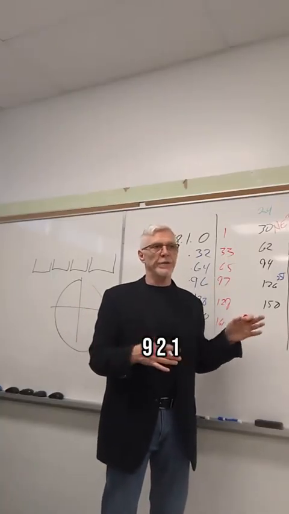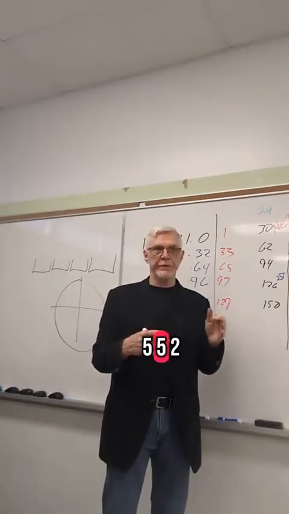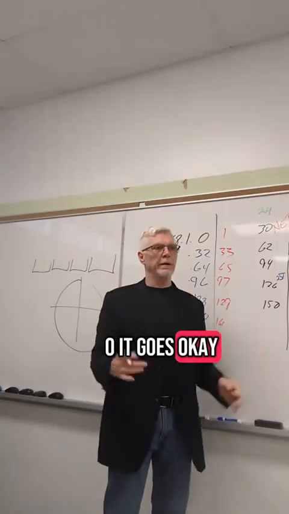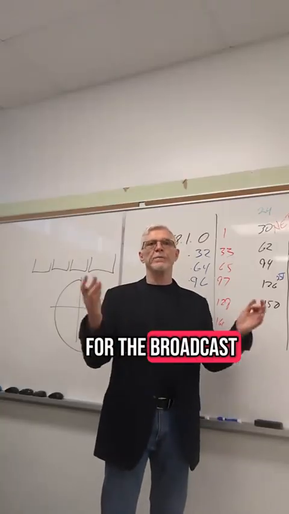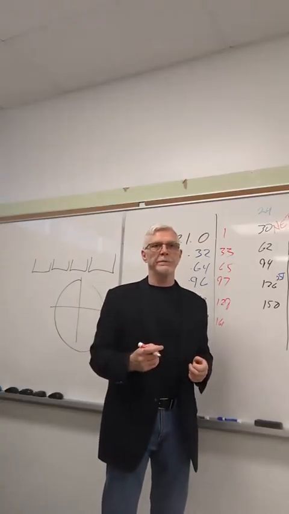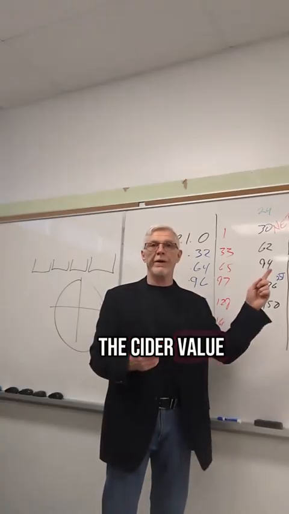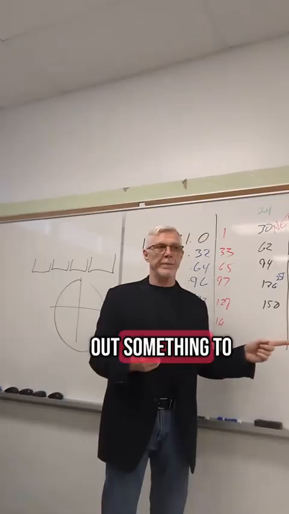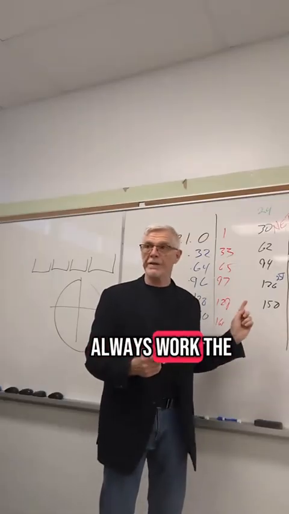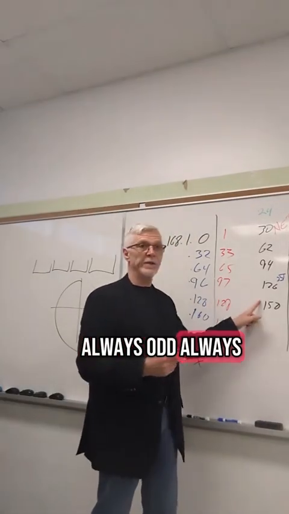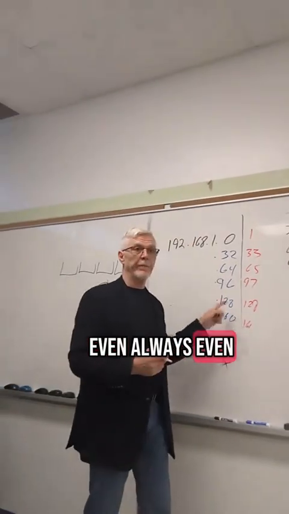Same way when you put 192.168.1.0, 255.255.255.0, it goes, oh, okay. It takes off 2, takes 1 for the broadcast. My broadcast is 255. If I know the CIDR value, I can figure out the subnet mask. These things always work the same, right? Always odd, always even, always even.